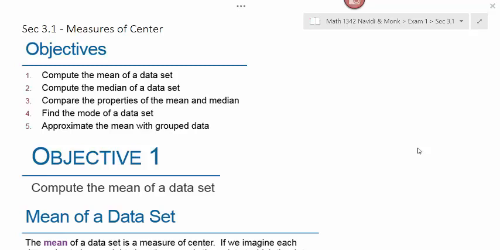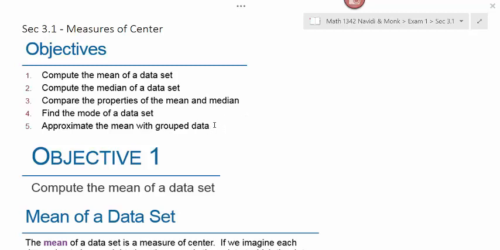Section 3.1 is measures of center. In this section, we're going to learn how to compute the mean of a data set, the median of a data set, compare properties of both the mean and the median, find the mode of a data set, and then approximate the mean with grouped data. And this one I'm going to show you how to do on the calculator.